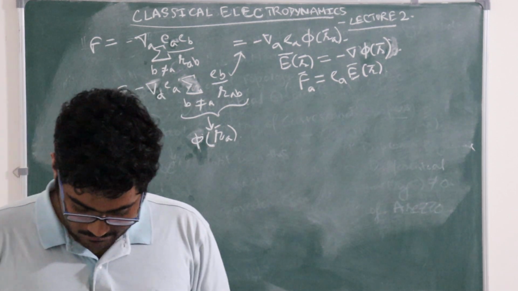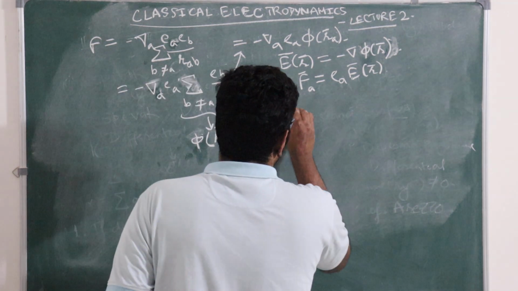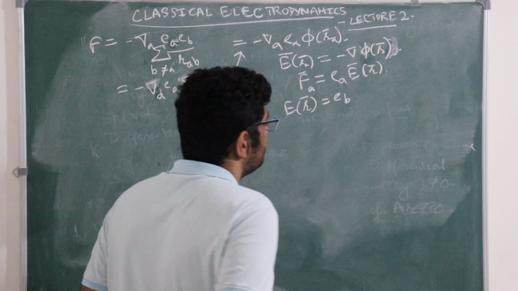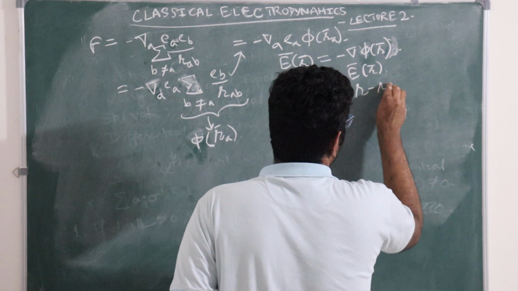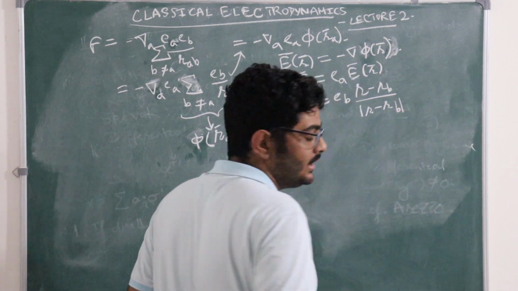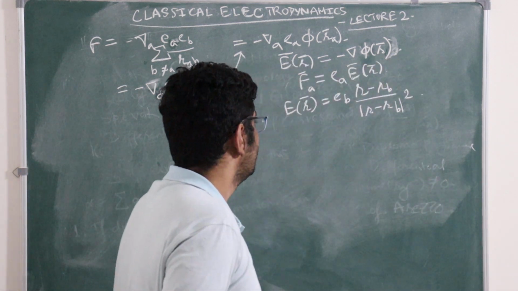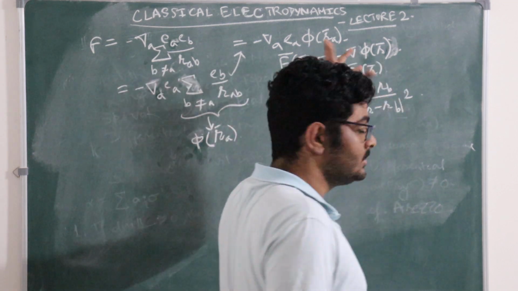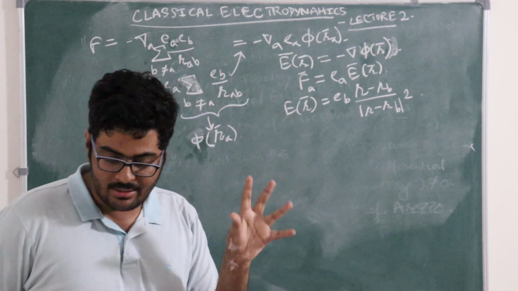And so the electric field can now be written as EB multiplied by RA minus RB divided by modulus of RA minus RB squared. So this is the electric field, and as you see, you can multiply this with the charge and you get Coulomb's law. So you can see it is directly Coulomb's law, basically.